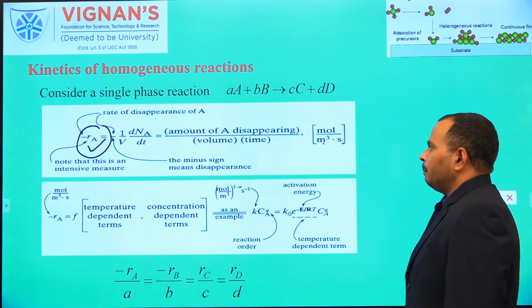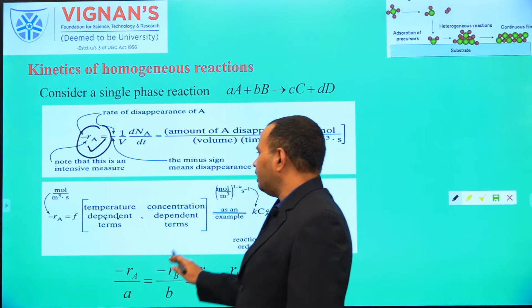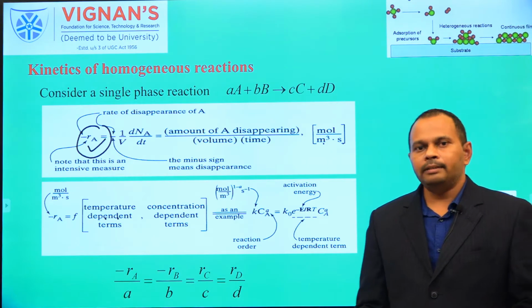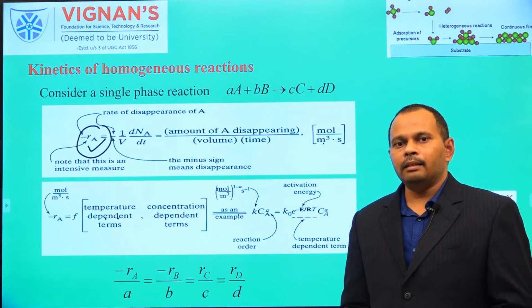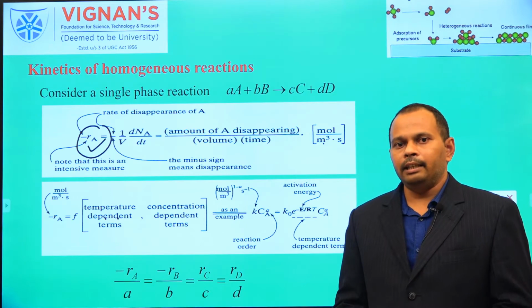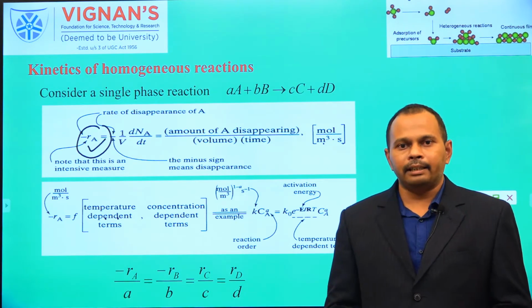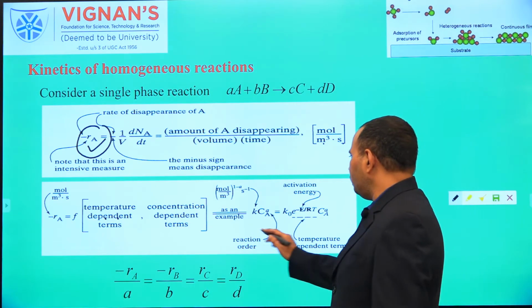Next one, minus rA can also be expressed as a function of temperature and concentration dependent terms. Earlier I said that in homogeneous reactions, rate of reaction is affected by temperature, pressure and composition. Among these three, two major variables, temperature and concentration of the reactants, affect the rate of reaction. So, minus rA is equal to k.